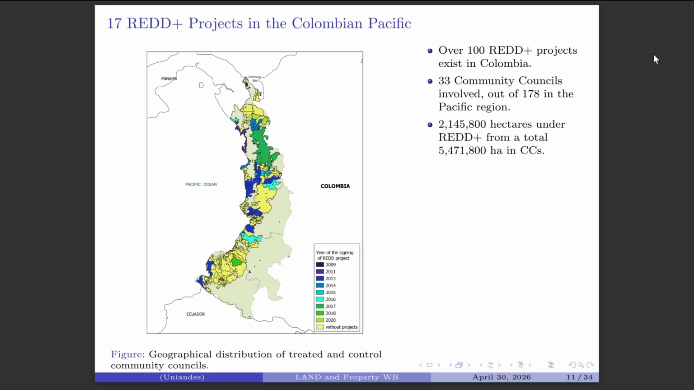So now in this map again, we have the community councils that signed a REDD+ project. The yellow communities are those that didn't sign a REDD+ project. In terms of extension, it is more or less 48% of the land of the community councils that is now under a REDD+ project.